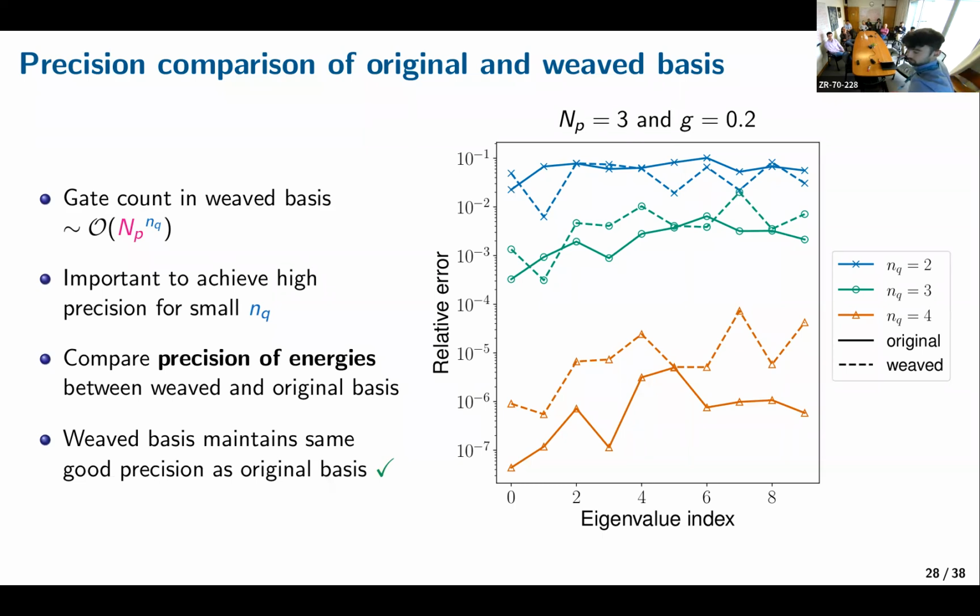If you look at these solid lines and compare, these are in the original basis, and these dashed lines are in the weaved basis, and we see that for the same number of qubits per site, their precision is comparable with each other. So we find that we still maintain the efficiency of the representation in the weaved basis. So this is a nice sanity check for us going forward. And that's the conclusion of this change of basis, and then we're going to move on to how we actually construct our circuits from there.